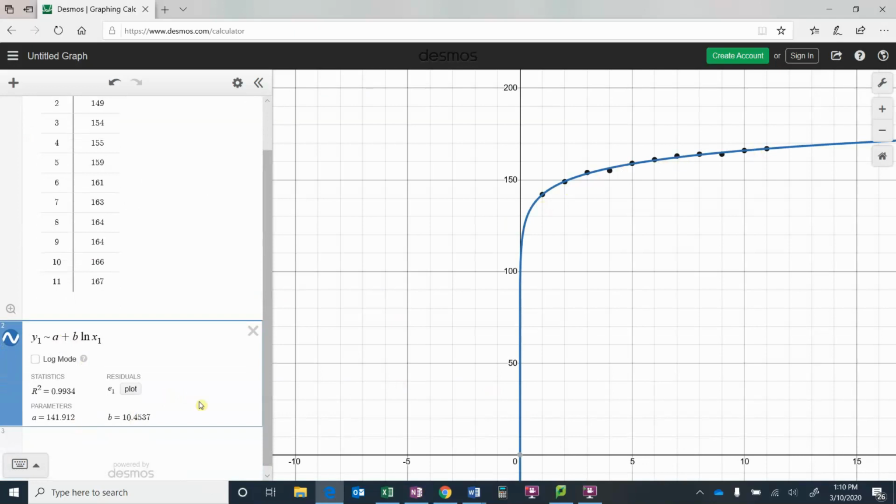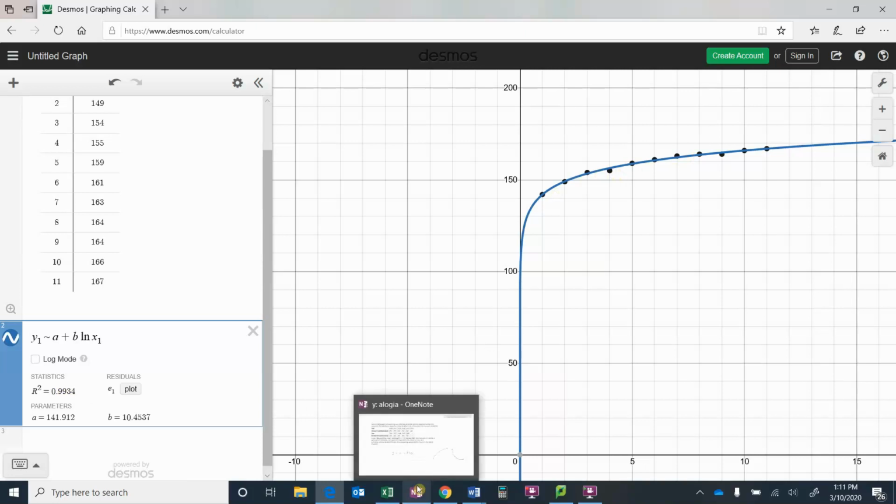If you're wondering what this r squared is, that's just how close this is to being perfect. If it went through exactly every one of these points, and you can see it's off by a little bit here and here especially, but if that was exactly 1, then our graph would be perfect. It's pretty close, 0.9934. So we got a pretty good match.